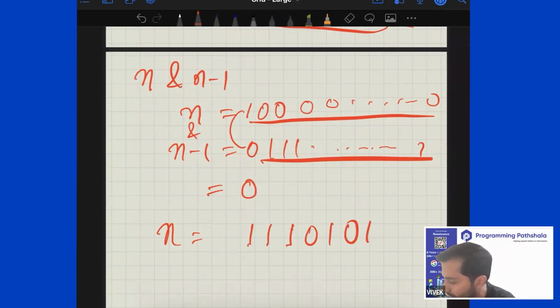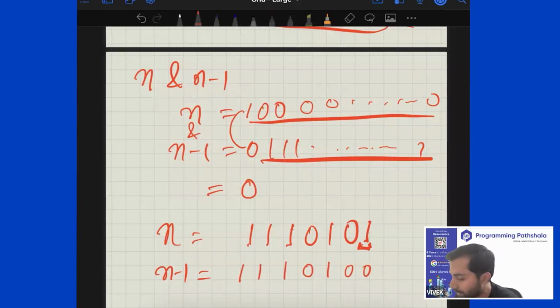Let's say your number could also be like this. So here also it is going to work. Because here, if you take a look, what is your tail? Your tail is this. And so if you find out n minus 1, what will happen? This thing will become 0. And after this, there is nothing, so nothing happens to that. So n minus 1 will have this value.